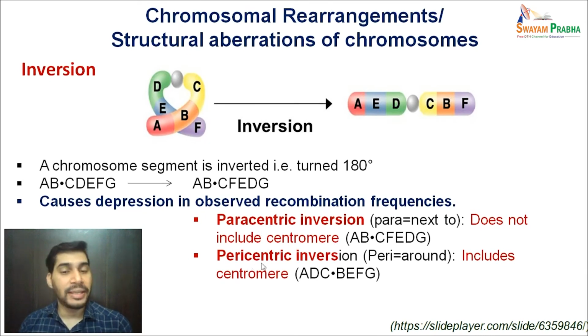Whereas in the case of pericentric inversion, there is an involvement of the centromere. For example, here if this is ADCBEFG, they have involved the centromere here. This is called pericentric inversion. Peri means around.